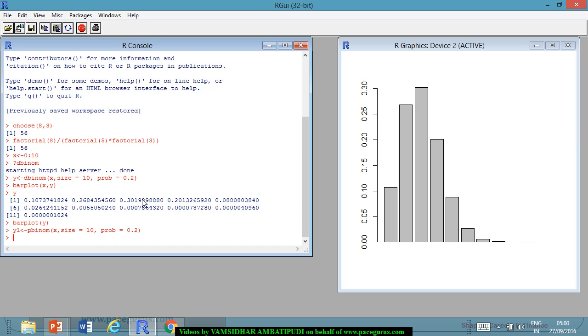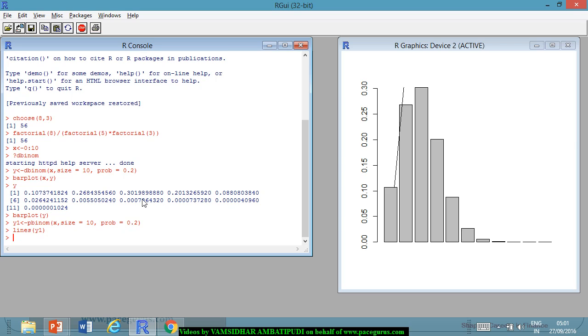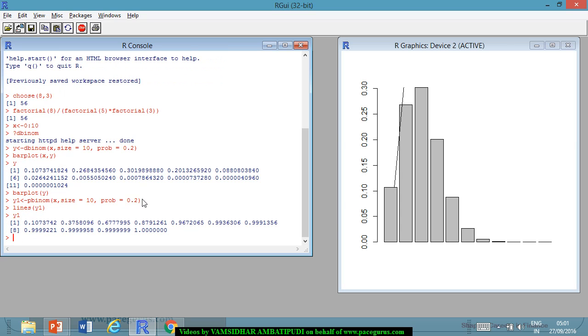Right? So on the same thing, let me put a lines y1. So I'll incorporate on the same graph, I'll put a line chart. Y1. So these are the values that are coming out for y1. Okay, so even if I have to put lines, let me put it as x comma y1.